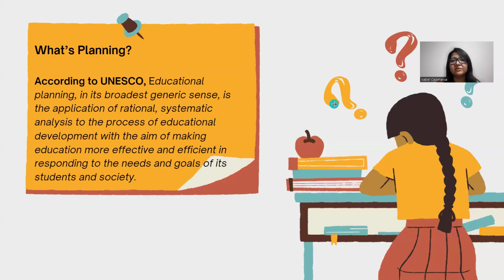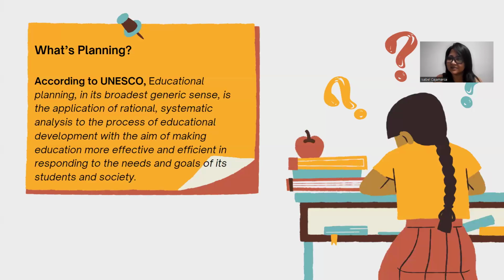So for doing a planning, first we have to know what planning is. UNESCO gives us a definition of this: educational planning, in its broadest generic sense, is the application of rational, systematic analysis and processes of educational development with the aim of making education more effective and efficient in responding to the needs and goals of its students and society.